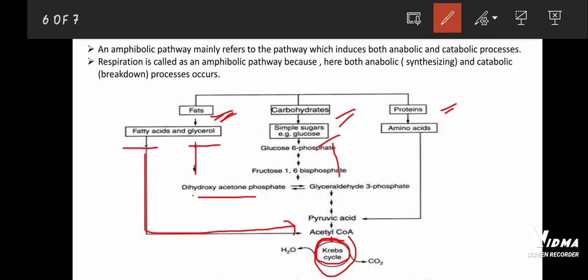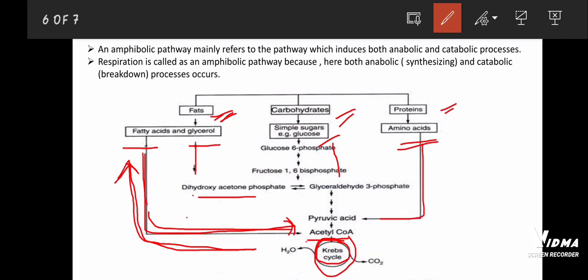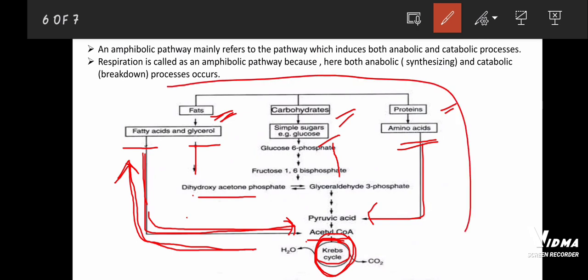Sometimes acetyl coenzyme A synthesizes fatty acid. So here, fatty acid breaks down and is converted to acetyl coenzyme A, and even acetyl coenzyme A synthesizes fatty acid. That's why both anabolic and catabolic processes occur. Protein breaks down to form amino acids first, then they are converted to pyruvic acid, then pyruvate oxidation, and then the Krebs cycle. So both anabolic and catabolic processes occur in respiration. So respiration is called an amphibolic pathway.